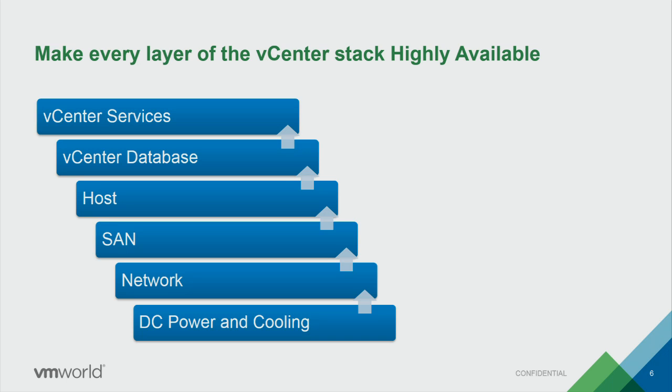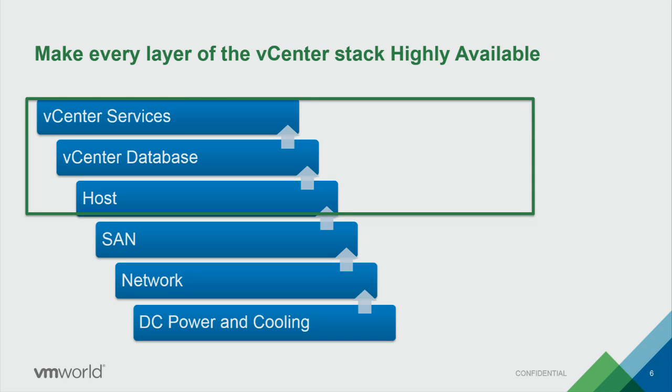So there are things you can do to make sure that the lower layers are at least 4 nines, if not more, of availability. So in this session, we are going to focus on the top half, right? Host availability. What does that mean? And then look at application availability itself. What does it mean to make sure vCenter services and the database are highly available?